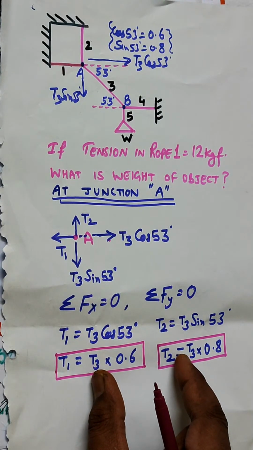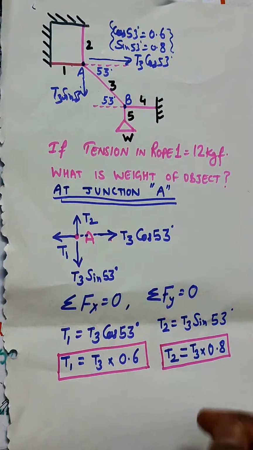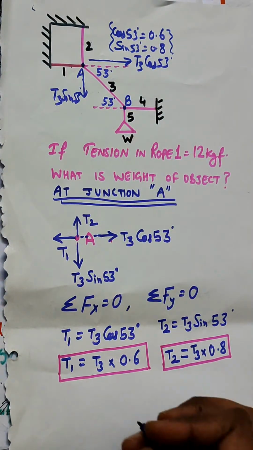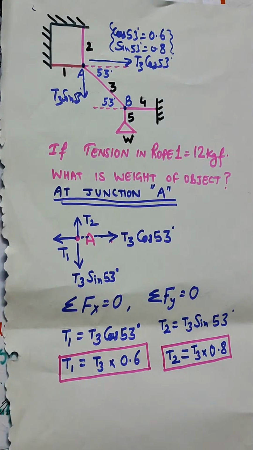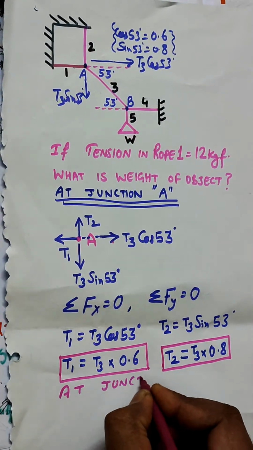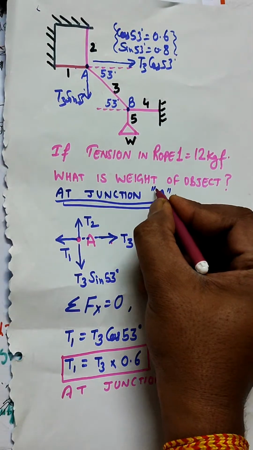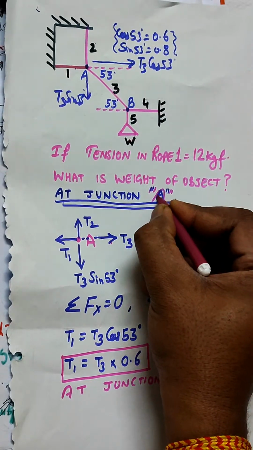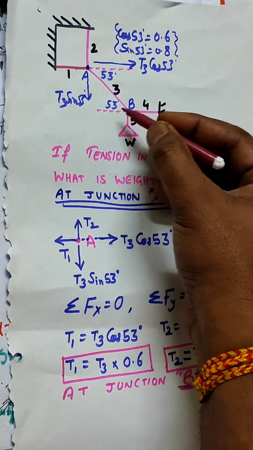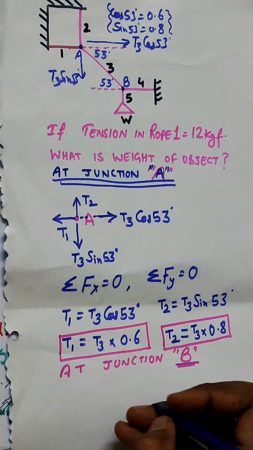Now, as we drew the free body diagram at junction A and found the components of forces, similarly we will do the forces acting at point B. So we will write at junction B, as we calculated for A. This was A, this is B. At junction B, what are the forces acting? You can see, just draw it.